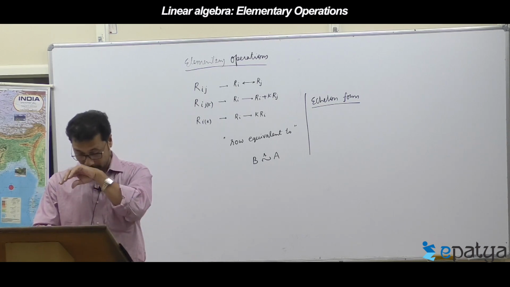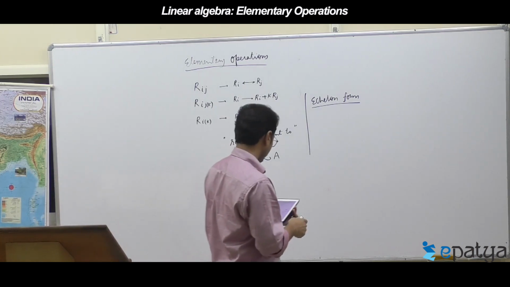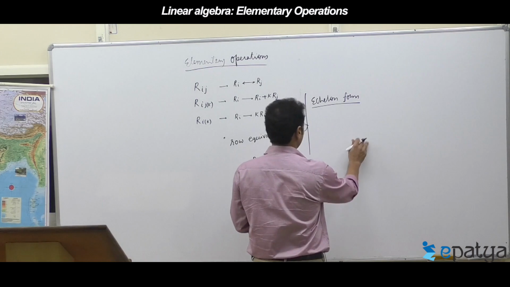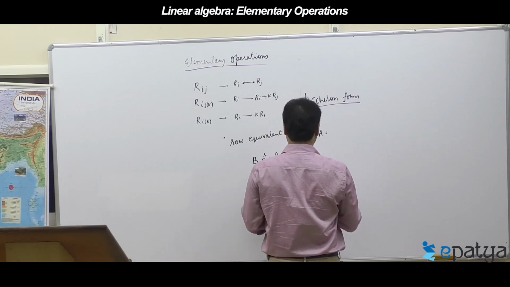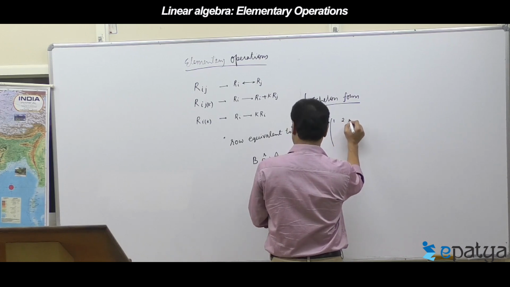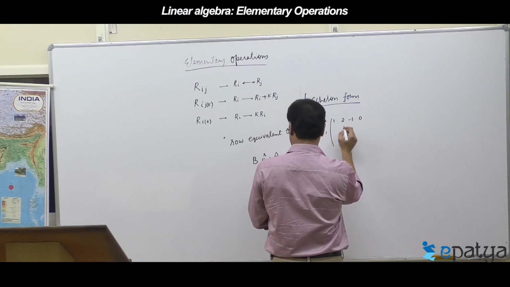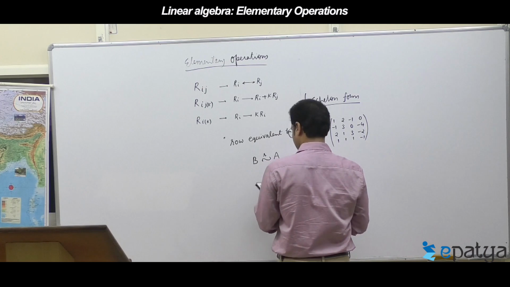Take a question which was given previously. Determine the rank of the matrix A equal to, it's a 4 by 4 matrix: 1, 2, -1, 0; -1, 3, 0, -4; 2, 1, 3, -2; 1, 1, 1, -1.